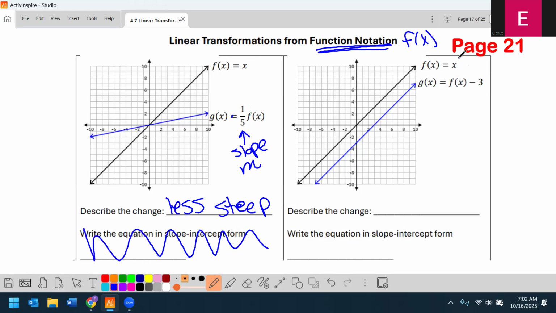Okay, same thing on this one, right? If a number is after or at the end of your equation, then that's the y-intercept. Because it's negative, it should shift my graph down. But you can see it from the equation, right? It moved below the parent function.